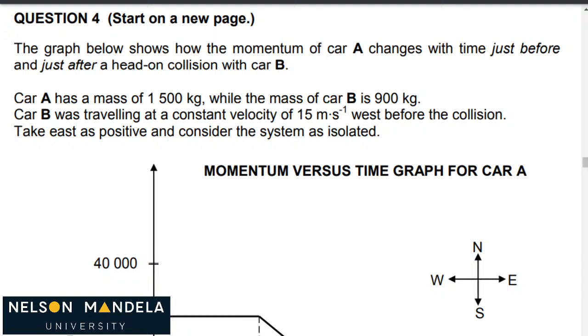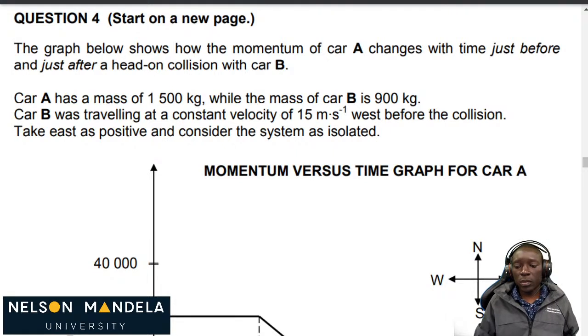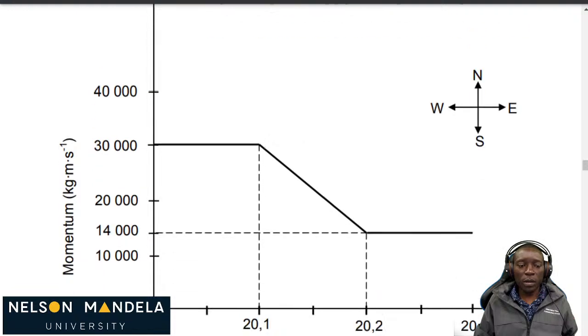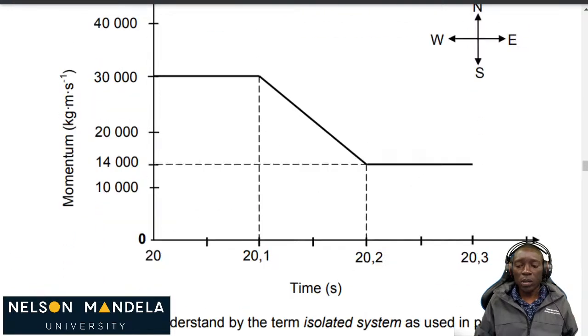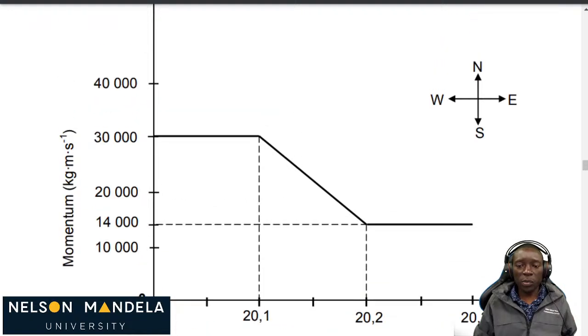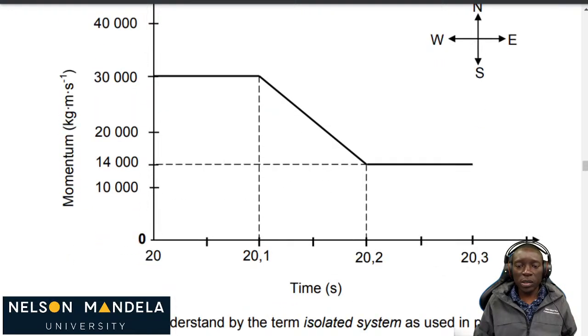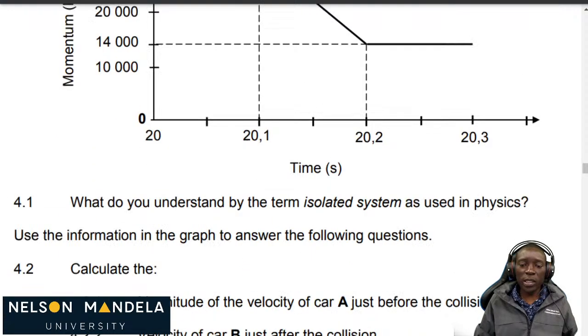Now the question goes, then there is the diagram. We have momentum on the vertical axis, time on the horizontal axis, and the change in momentum is shown at some point in time when the collision happens. What do you understand by the term isolated system as used in physics?